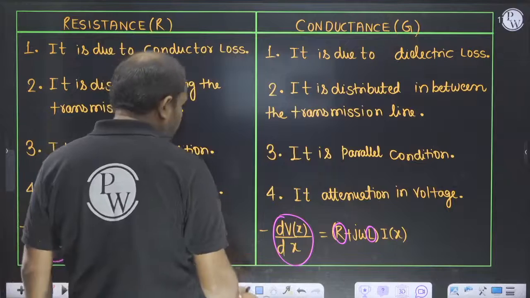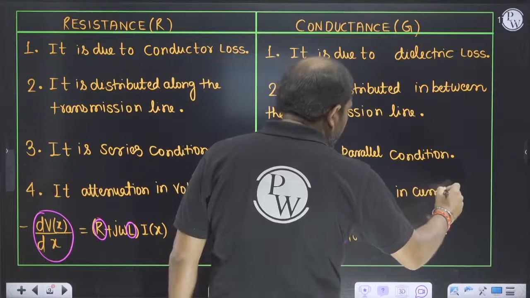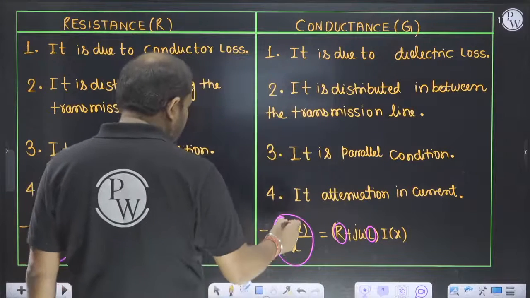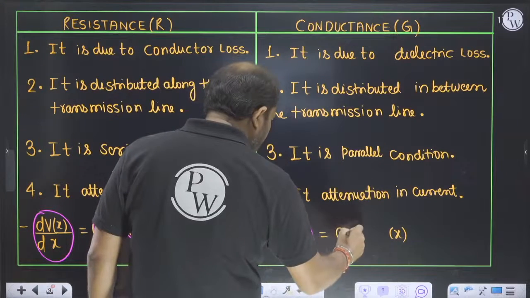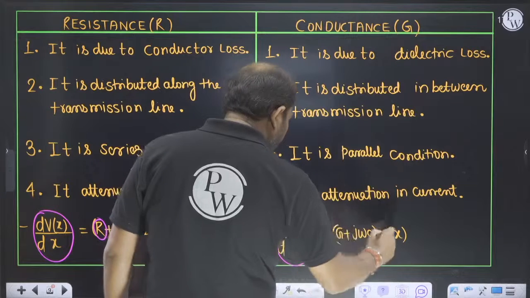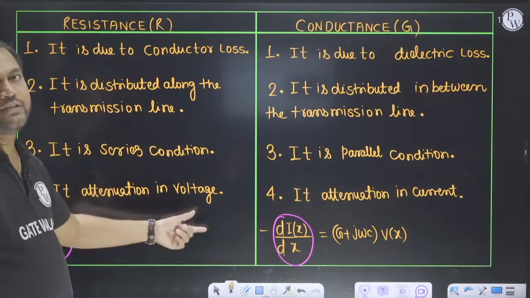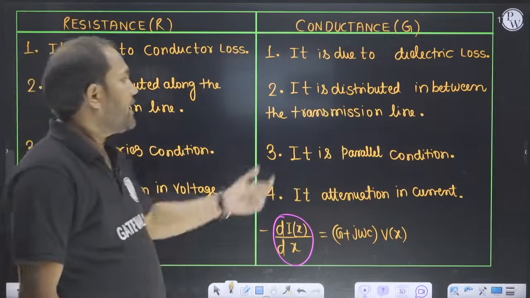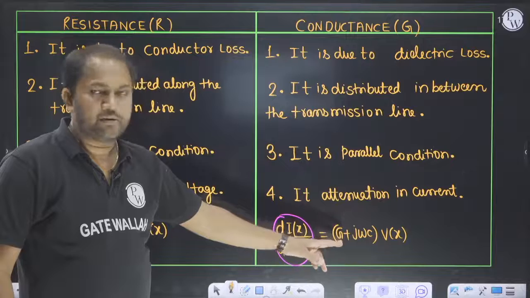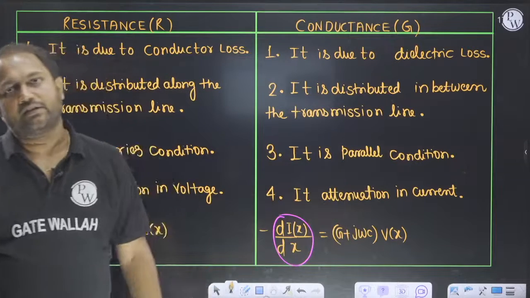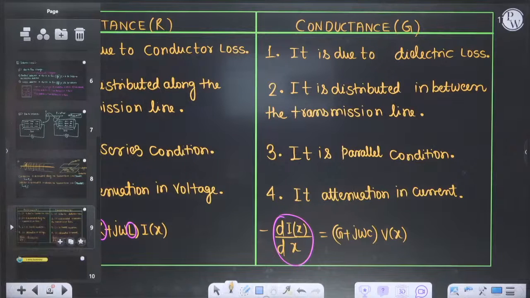It gives attenuation in current, because in parallel condition current will change. So the change in current will be given by (G plus j omega C) into Vx. In series, voltage can be changed, so voltage attenuation. In parallel, current will be changed, so current attenuation. Current attenuation will be given by G, and current's phase shift will be given by C. So this is the point regarding resistance and conductance.